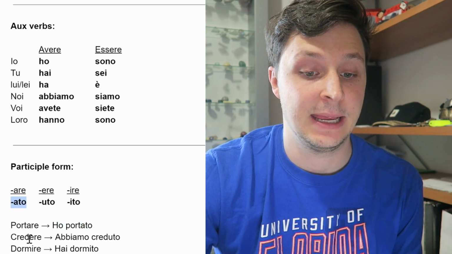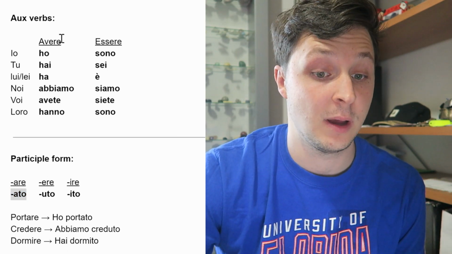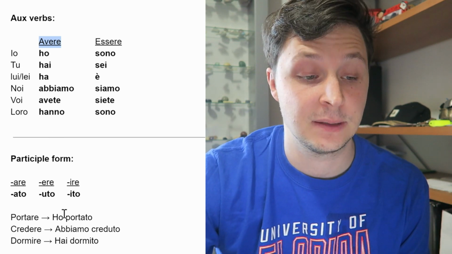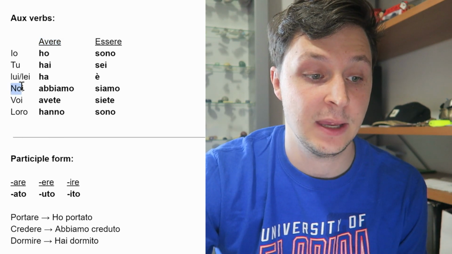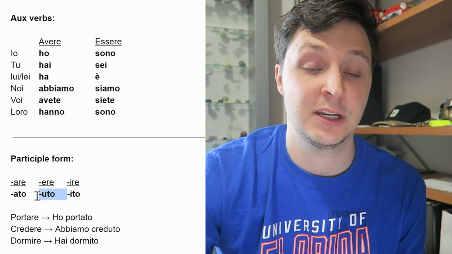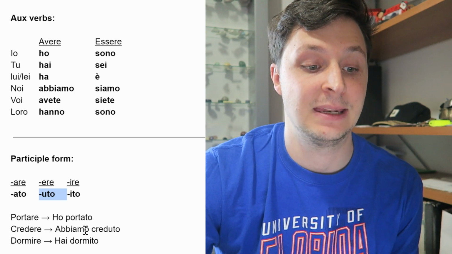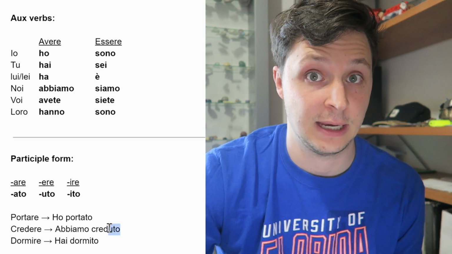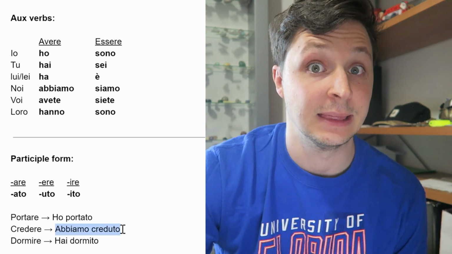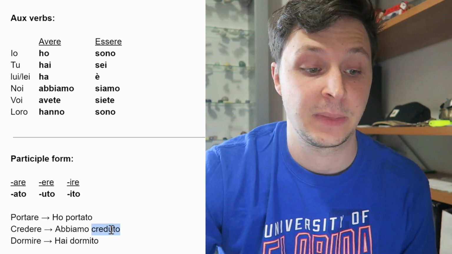What about credere, which means to believe? So credere is also avere, and let's say we believed. So you go to we, noi, abbiamo, and then the past version is uto. So abbiamo creduto, that's correct. Abbiamo creduto. This means we believed. Literally, it's we have believed, but it just means we believed.